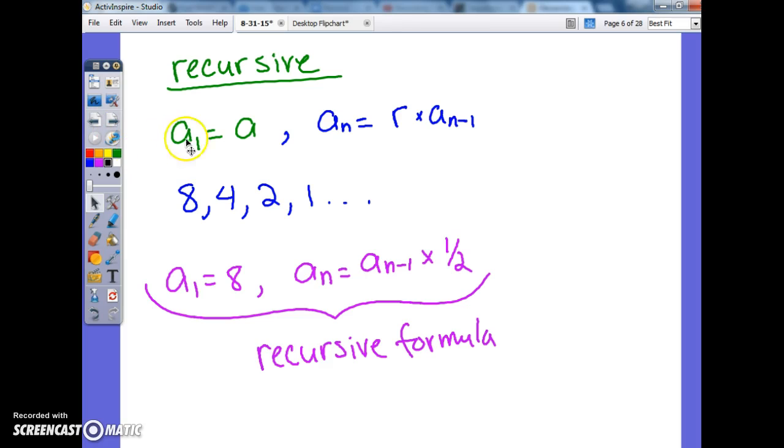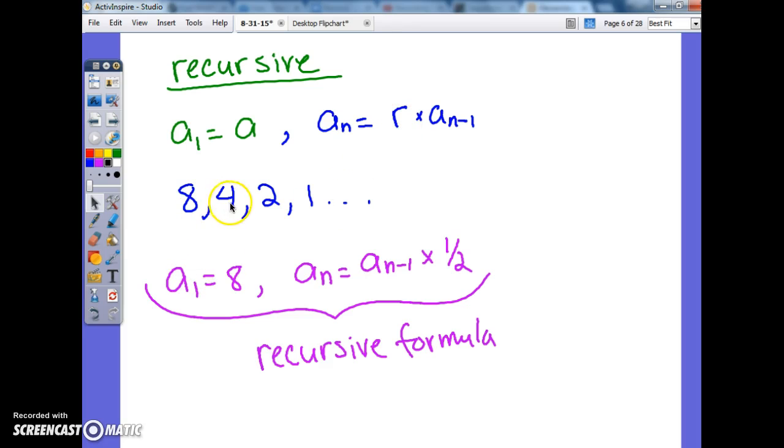The recursive sequence for this is very similar. I want a sub 1, okay, and then basically my nth term is the ratio times the preceding term, okay? Alright, so all we need, again, is just what a sub 1 is, and what r is.